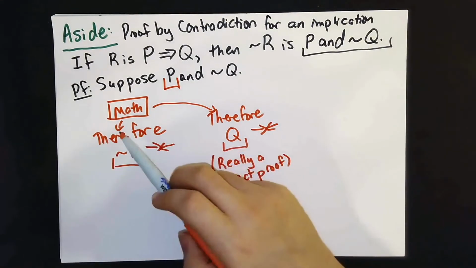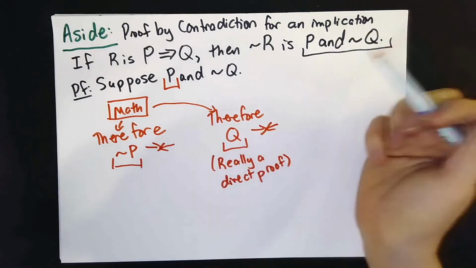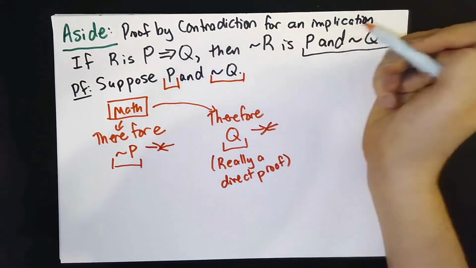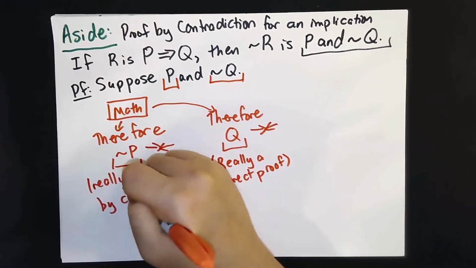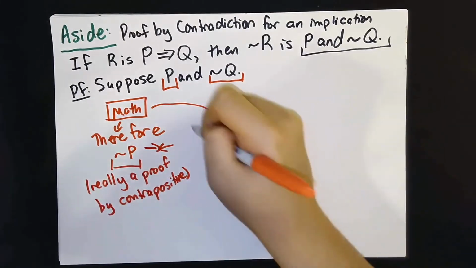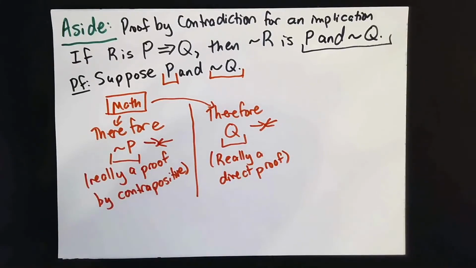So what's this dangerous path, where you start by assuming P and not Q and get to not P? Well, really, you assumed not Q, and then you got to not P. So this is really a proof by contrapositive. And you really don't want to write up a direct proof as a proof by contradiction, or a proof by contrapositive as a proof by contradiction, because both of those, again, are much harder to read, much harder to check, much harder for the reader to understand, much harder for you to understand, etc.